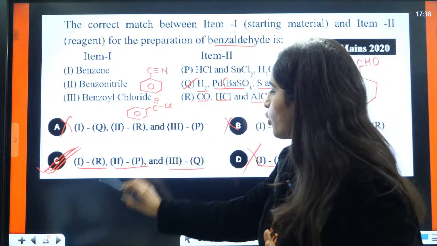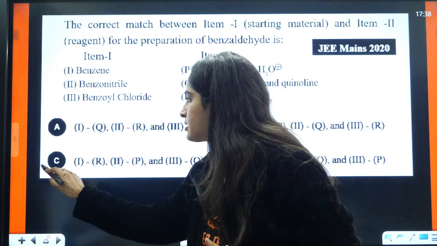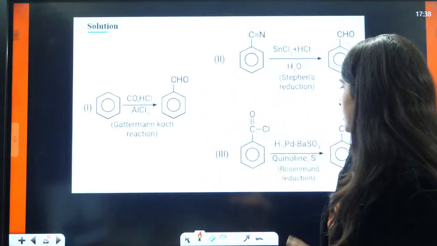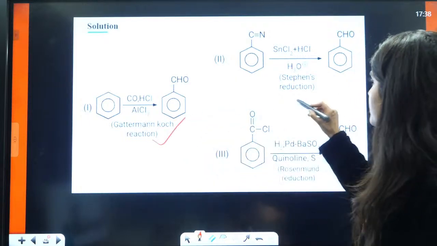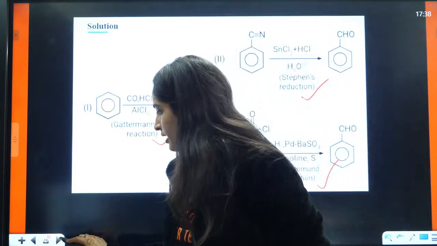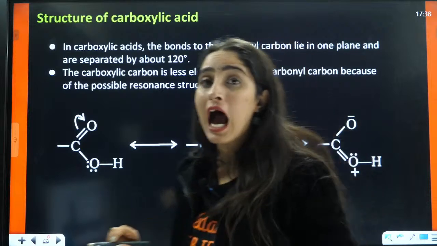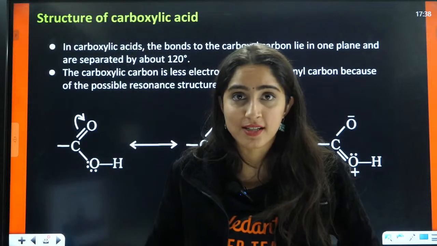Okay, so C is the correct answer. So this is Gattermann-Koch, this is Stephen's reduction, and this is Rosenmund reduction, right? Okay guys, everybody in the chat box, shall we start with carboxylic acids, right?